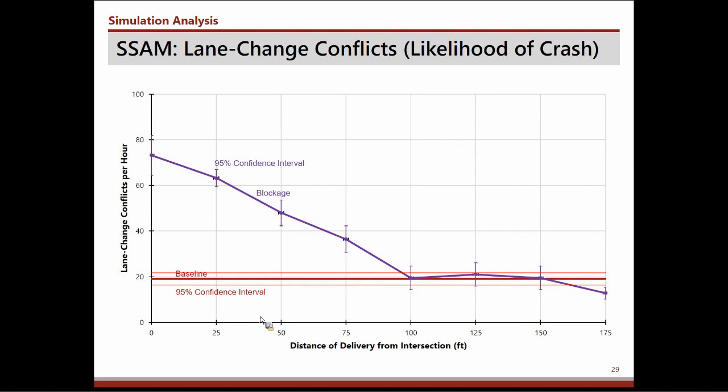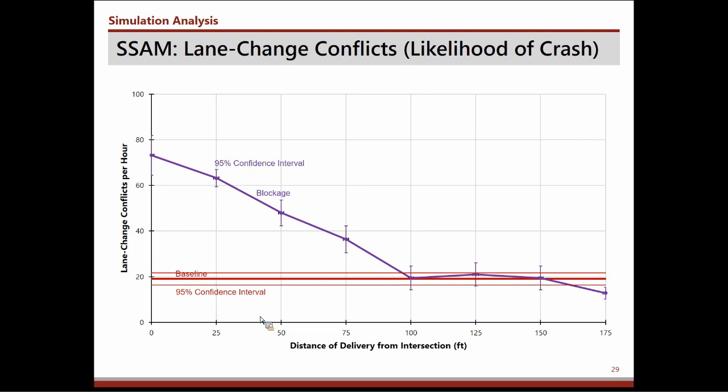before. The lane change conflicts also increased, actually even more substantially. So in the baseline case, there was about 20 lane change conflicts per hour, and that more than tripled when a freight delivery vehicle was put at the intersection. And it's particularly bad when the freight delivery vehicle was right at the stop bar because every vehicle that needed to change lanes out of that right lane was interacting with the queue. And so there was almost always a vehicle in the lane to the left that was creating a conflict for that vehicle-to-vehicle interaction.